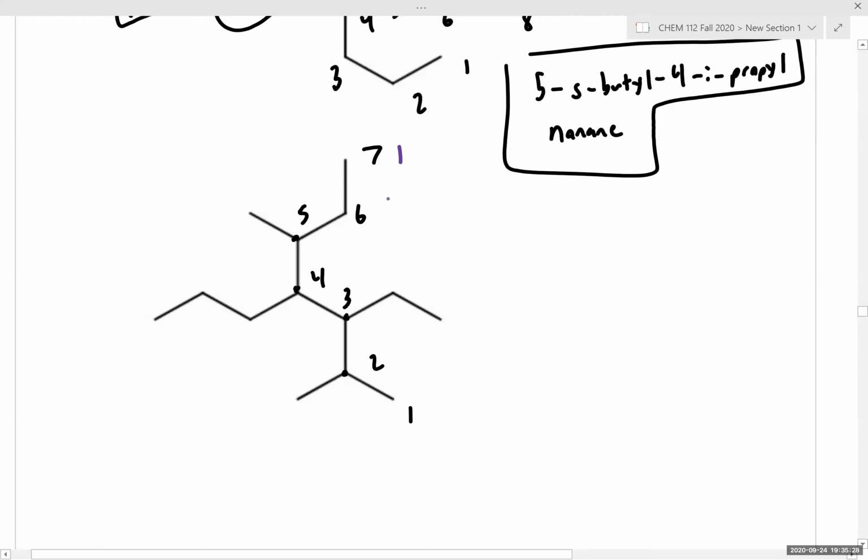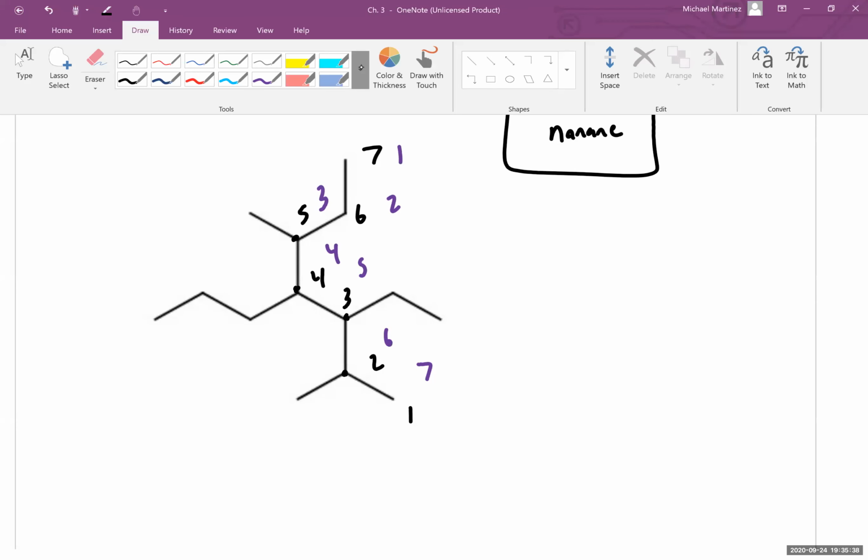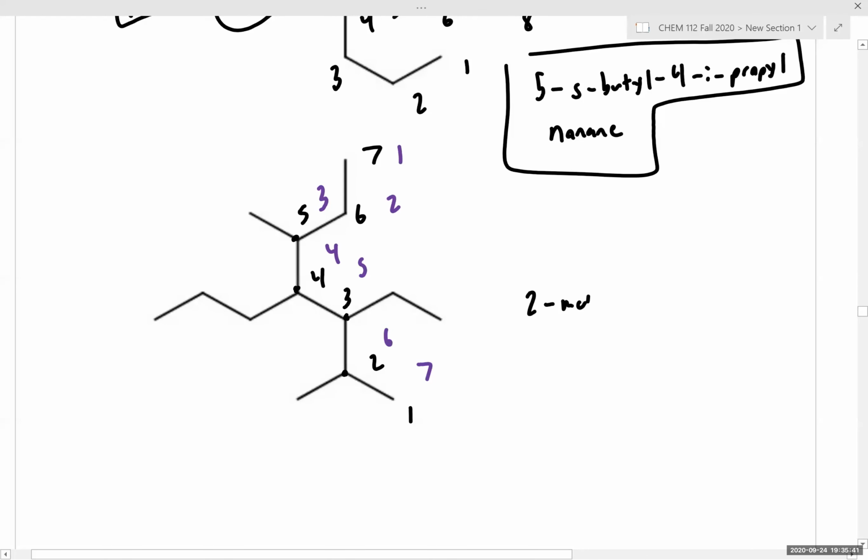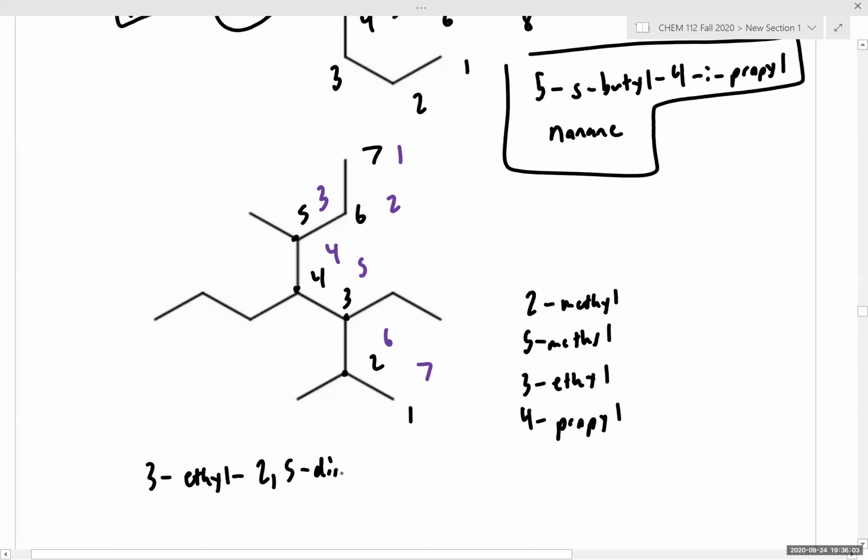Let's check multiple numbering methods. 1, 2, 3, 4, 5, 6, 7. So noticing for the numbering method in black, we have the smaller locant numbers. We have 2-methyl, 5-methyl, 3-ethyl, 4-propyl. So we would name this chain in alphabetical order as 3-ethyl, 2,5-dimethyl, 4-propyl. You don't have to state N-propyl, just propyl, and then heptane.